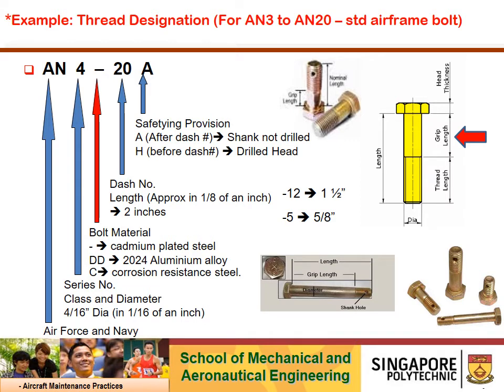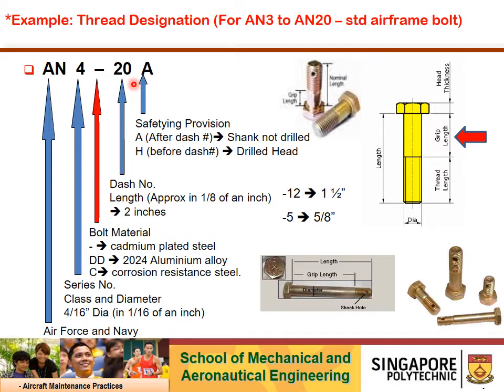Right, these slides talk about the AN fastener. AN stands for Air Force and Navy. The whole statement here, AN4-20A, is actually a part number given for a bolt. So in order for you to order a bolt with a specific diameter, length, and whether it comes with a hole, you have to use this part number so that it comes to the correct specification.